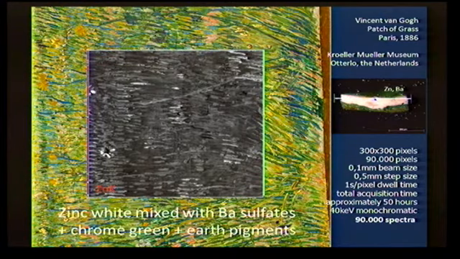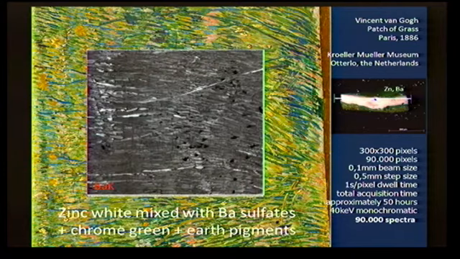So this is a fluorescence mapping. We're looking at the emission from zinc. So this is a zinc-based pigment, and you see that in order to produce this grass, to produce this landscape, Van Gogh was using a zinc-based material. If we now look at the signal emitted by barium, we have the signal from barium.